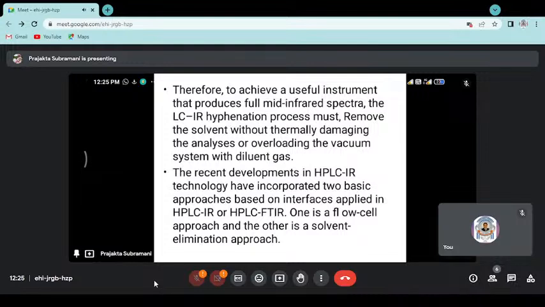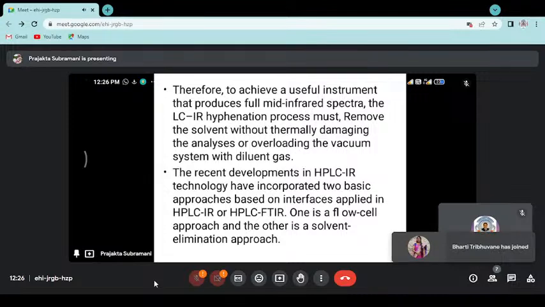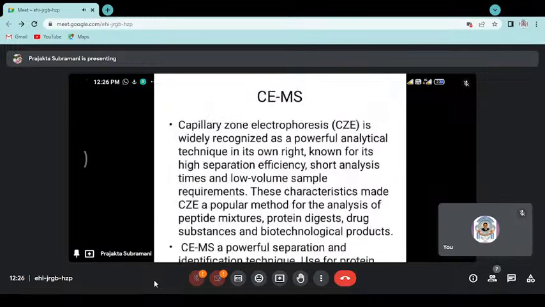One is the flow cell approach and the other one is the solvent elimination approach. By using these two approaches, the flow cell approach and the solvent elimination approach, LC-IR is easy to couple. Then the next important hyphenated technique is CE-MS.